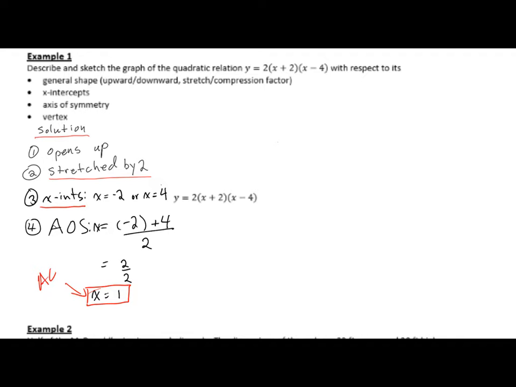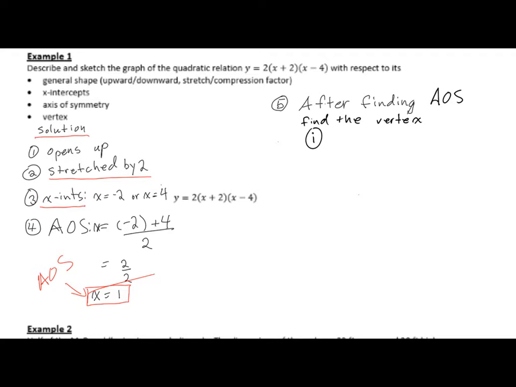The last stage is to take that axis of symmetry, that vertical line, that number that represents where the vertex is. And we're going to find the vertex by subbing x is equal to 1 into our basic equation, which is y is equal to 2(x + 2)(x - 4).